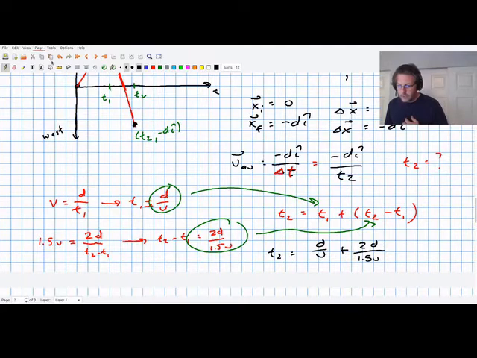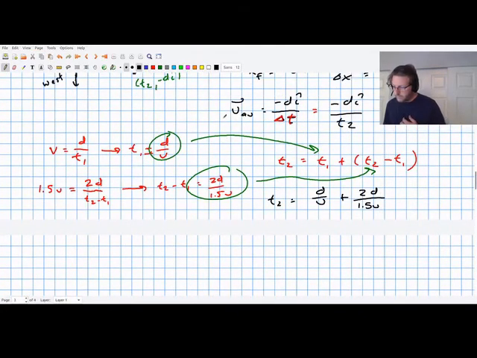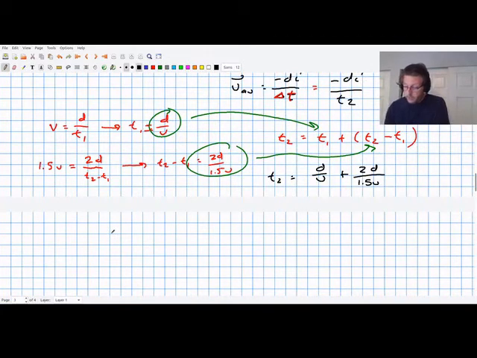Let me put a new page here to work with. Okay, let me simplify this expression so that it looks a little bit more readable. So the total time that I want is d over v plus 2d over 1.5v. I like to do things in improper fractions. It's a little bit easier to deal with. t2 equals d over v plus 2d over 3 halves v. 1.5 is the same as 3 halves.